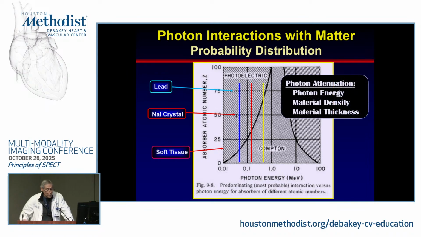Also remember that photon attenuation is due to many different things. It depends on the photon energy. Like we already said, 511 keV is not going to attenuate as much as something like thallium, which is much lower energy. It's also going to depend on the material density, and on the actual thickness of the material that you're imaging.